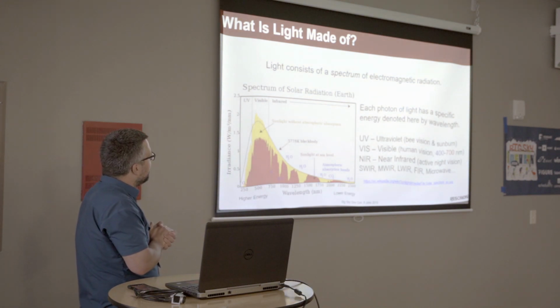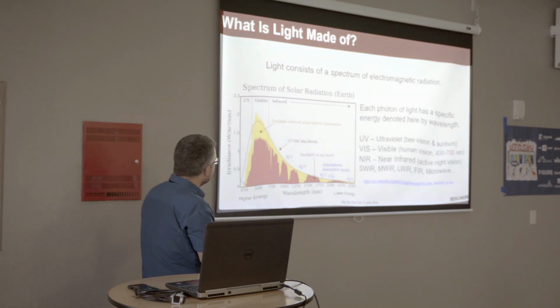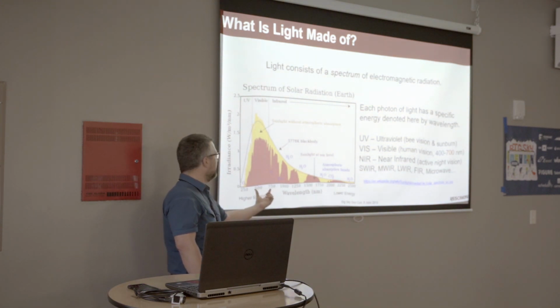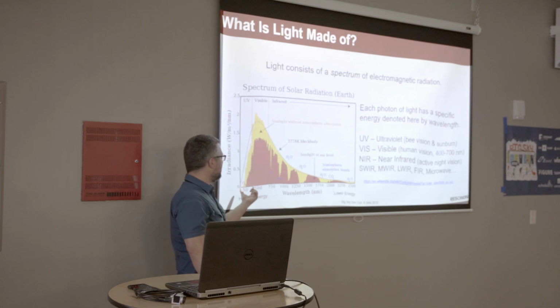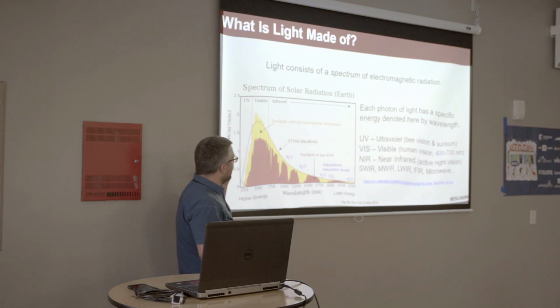So what is light made of? This is a picture of a typical solar spectrum. This little band of wavelengths here is what we actually see. Light with shorter wavelengths, which is basically a measure of its energy, has higher energy, and that's in the UV, so that gives you a sunburn, and it's also what a lot of insects see as they navigate around.